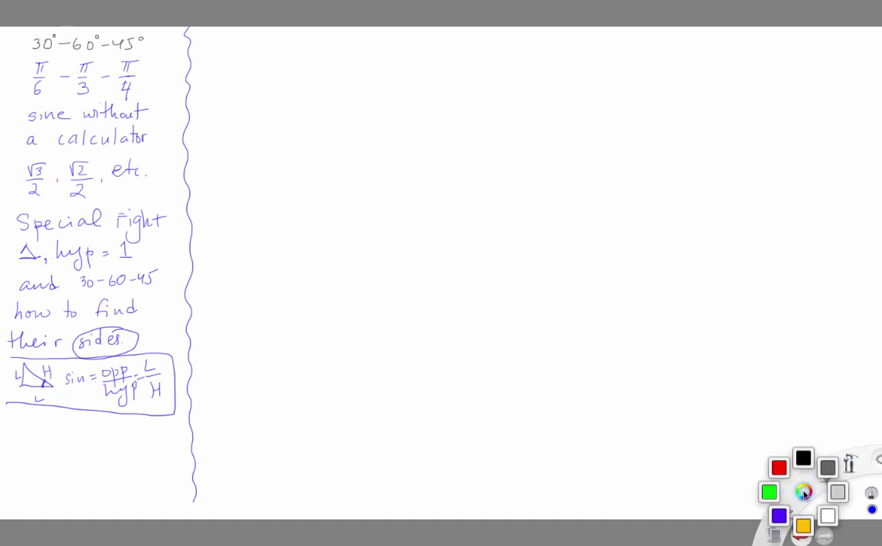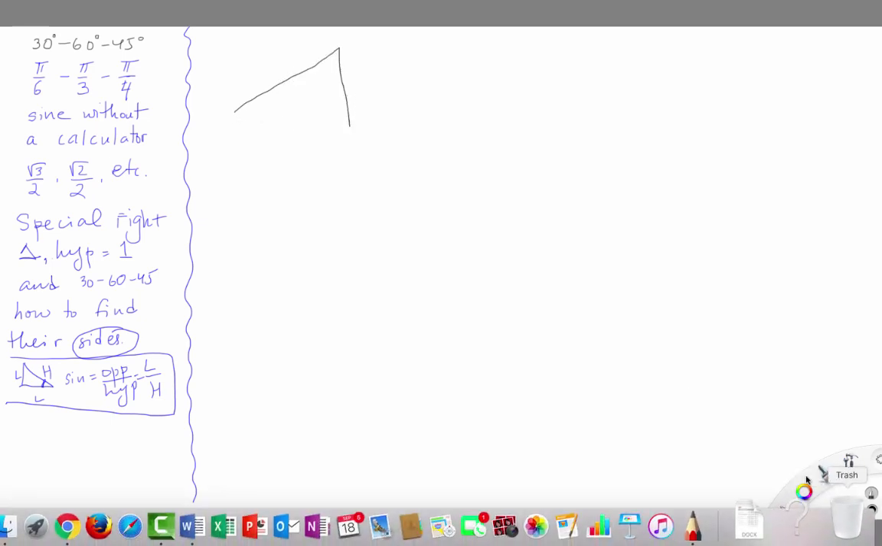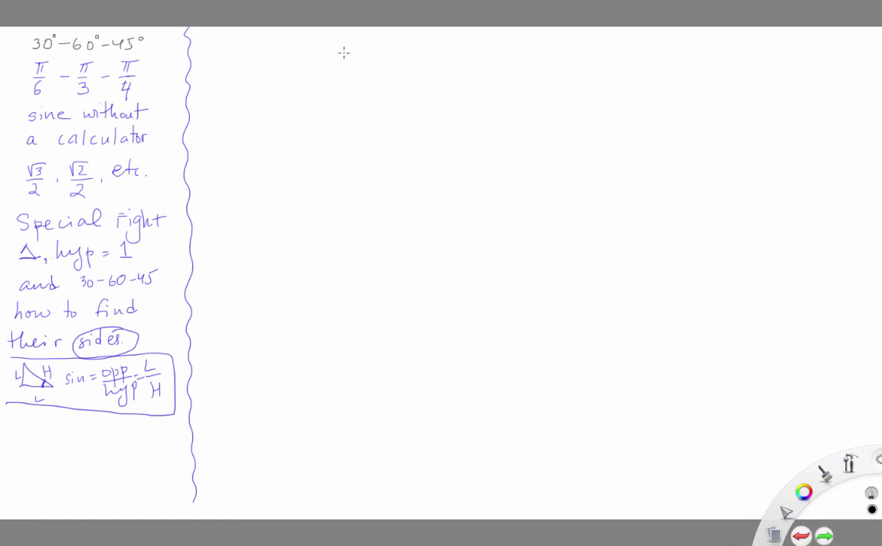So I'm going to draw two triangles, two special triangles. The first one has 45 degrees angles, two 45 degrees angles, and a 90 degree angle. So if this is 45 and this is 45, or we can also say pi over 4, and this is pi over 4, okay?